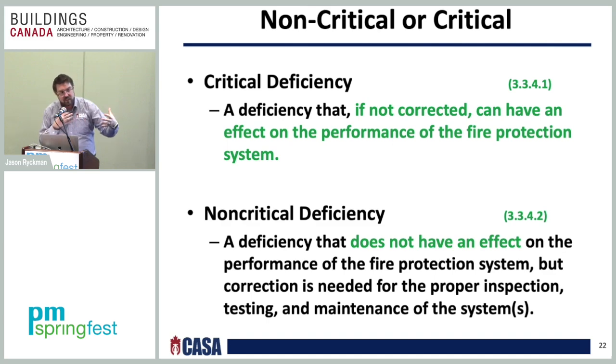So with these deficiencies and impairments, you've got to understand the differences between all of them. What's good with the NFPA 25 document is there's actually a table that gives you some examples of what's a critical deficiency, non-critical deficiency, what's an impairment, and so on, which we'll get into a little later.